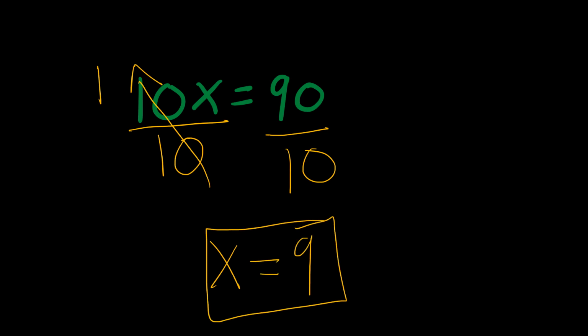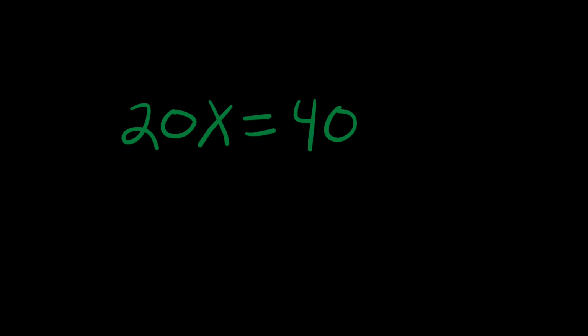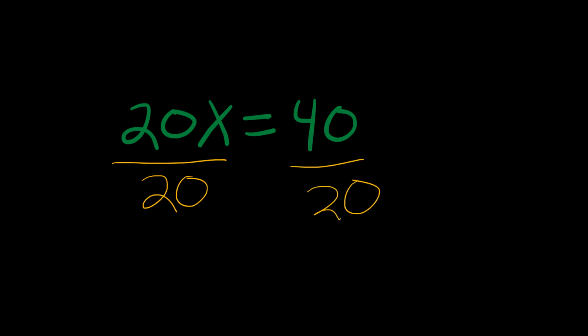Let's do another one. Let's say I have 20x equals 40. 20 is being multiplied by x. So guess what I have to do? You guessed it, I have to divide. And if I divide this side by 20, what do I have to do to the other side? Divide by 20. Right? So 20 divided by 20, that's just going to give us 1. Right? So on this side, I'll just have x. And 40 divided by 20, that's just 2.